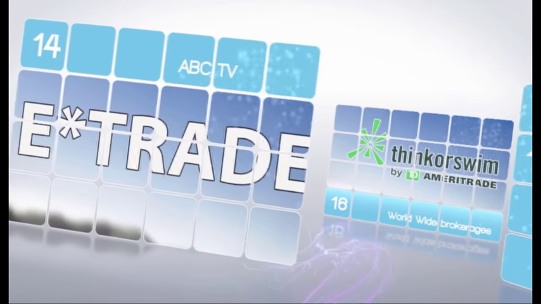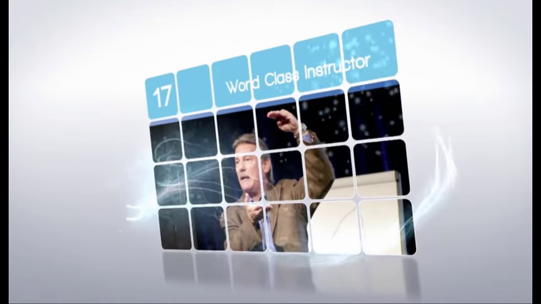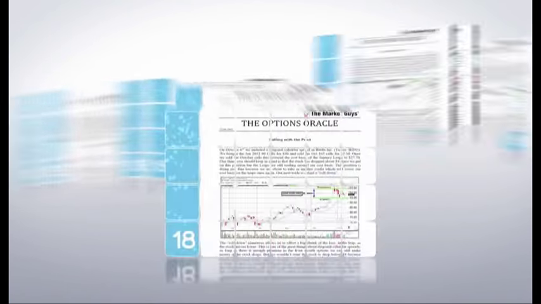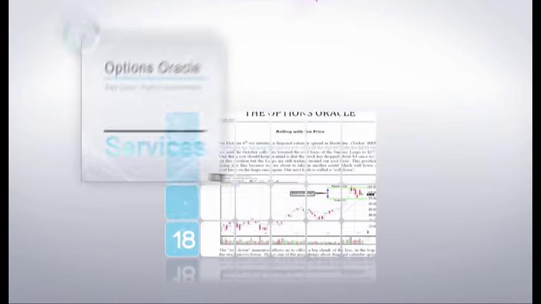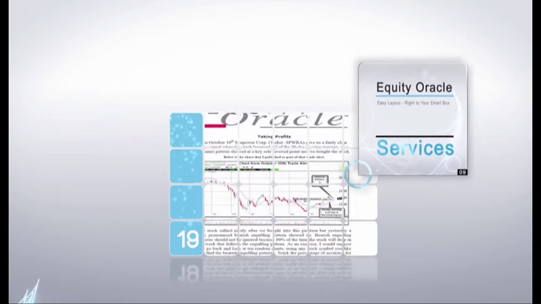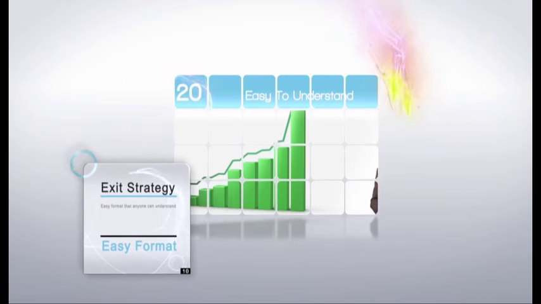If you have ever been challenged with having to make a tough decision regarding when to buy or sell a stock, then help is on the way. The Options Oracle and Equity Oracle Alert services are designed to help you make those tough decisions. AJ will not only help you find the best trade candidates, but he will also lay out the exit strategy for each position in an easy-to-understand format that anyone can follow.